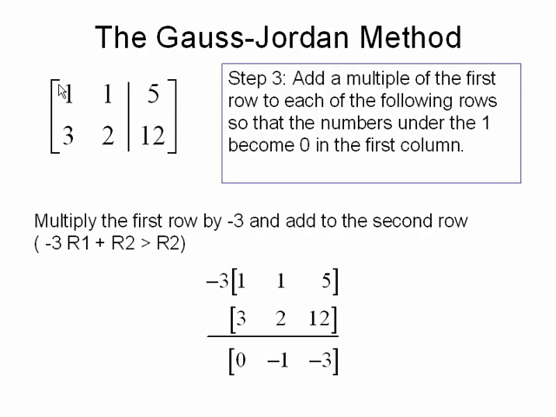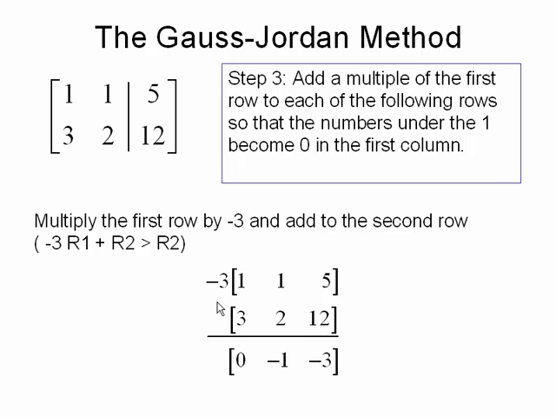Now in step 3, we need to add a multiple of the first row to each of the following rows so that the numbers underneath the 1 that we just looked at become 0 in the first column. So in our case, we've got a 3 below that 1, so that means we're going to multiply the first row by -3 and add it to the second row. So in shorthand, I'm going to do -3 R1 plus R2 and put that in place of R2.